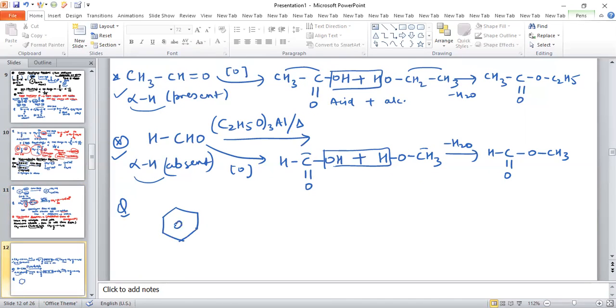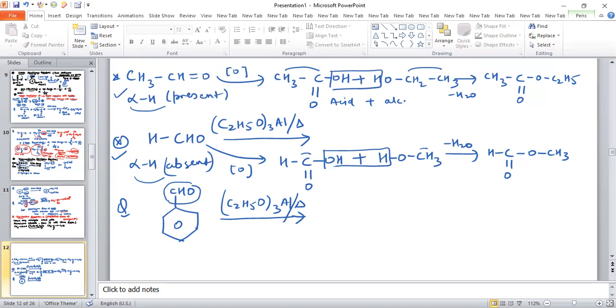The question is basically, we have a compound which is benzaldehyde, and we add C2H5O thrice, aluminium (aluminium ethoxide) in the presence of heat. So what happens in this case? First of all, the Cannizzaro reaction will take place. After Cannizzaro, in this case alpha hydrogen is absent.